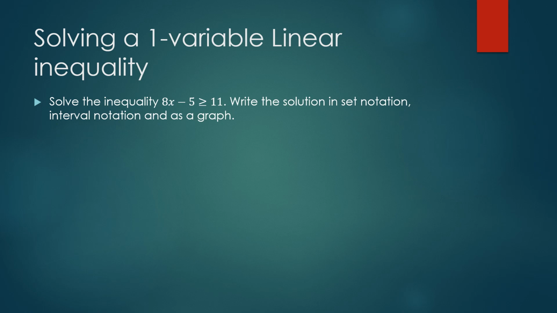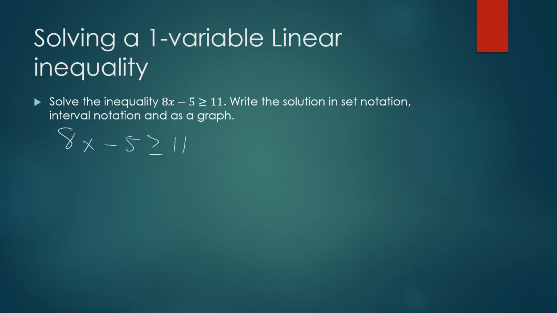Let's practice. Let's solve a one-variable inequality. Let's suppose we have the inequality 8x minus 5 is greater than or equal to 11. We're going to write the solution in set notation, interval notation, and as a graph. So first thing, I want to get x by itself.